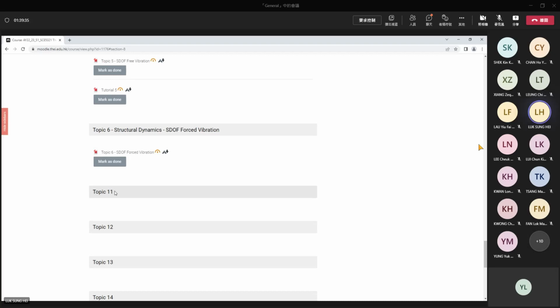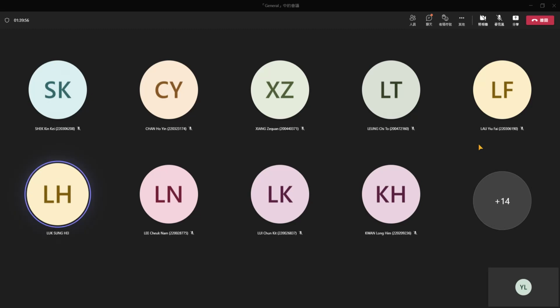After topic 7, we will go to multiple degree of freedom systems. At that time, you will see your old friend again, matrix. Mass matrix, stiffness matrix, and damping matrix. This module has many matrix equations, unfortunately. So anyway, let's see if you have any questions.